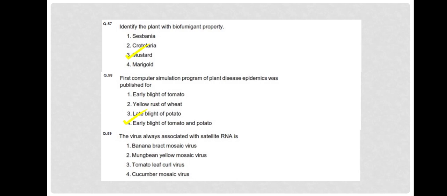Next question is the virus always associated with satellite RNA is. So the answer is cucumber mosaic virus. Satellite virus and satellite RNA both are different. The satellite virus is a subviral agent that can synthesize its own capsid, but this satellite RNA is unable to synthesize its own capsid. It depends on the helper virus for the synthesis of capsid. Example of satellite RNA virus is cucumber mosaic virus.